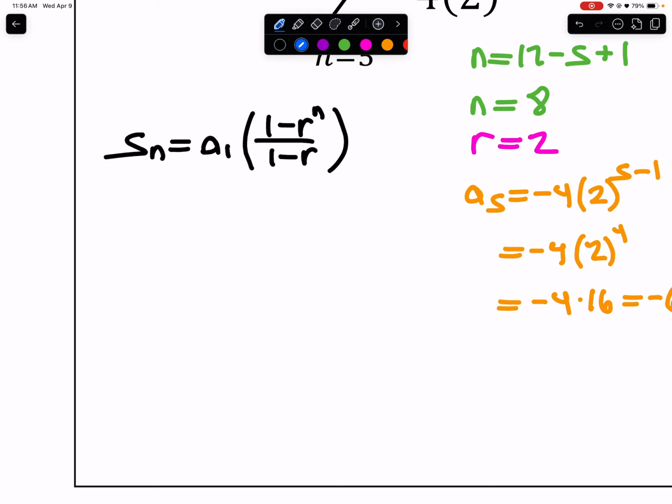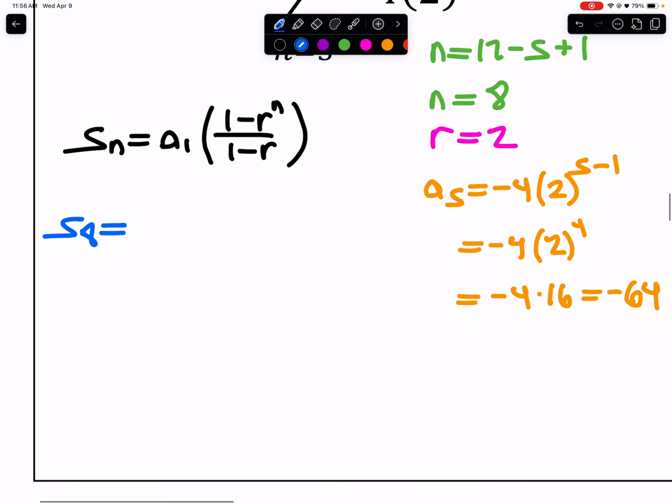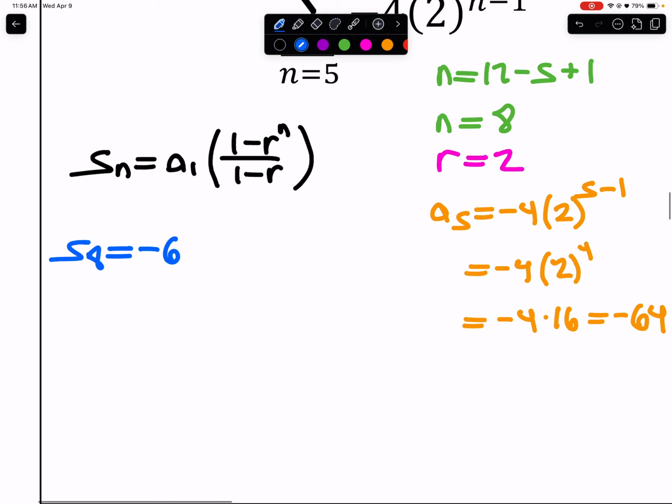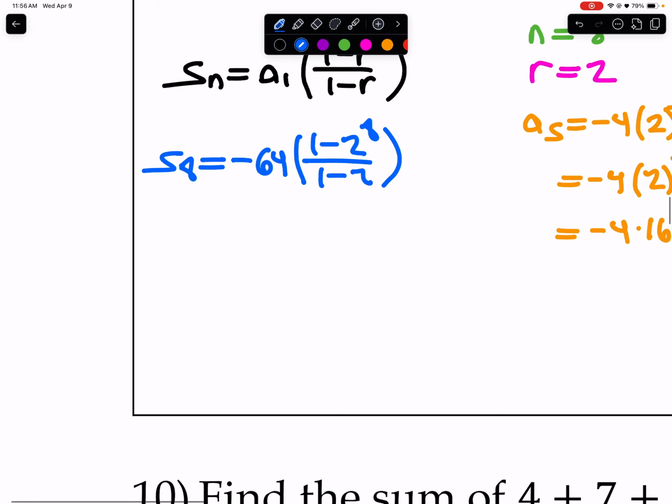So now I'm going to come back over here. Let's try this again. So this is going to be the series of 8 terms added together. So the first term, since we start at the 5th term, is actually going to be -64. But the rest of this I had right. So 1 minus 2 raised to the 8th over 1 minus 2. Now let's plug in. So -64. So there we go. -16,320.